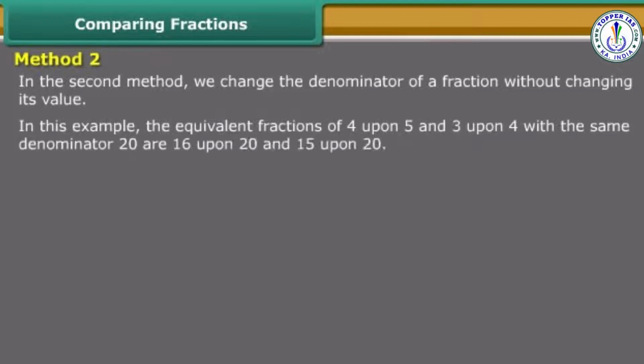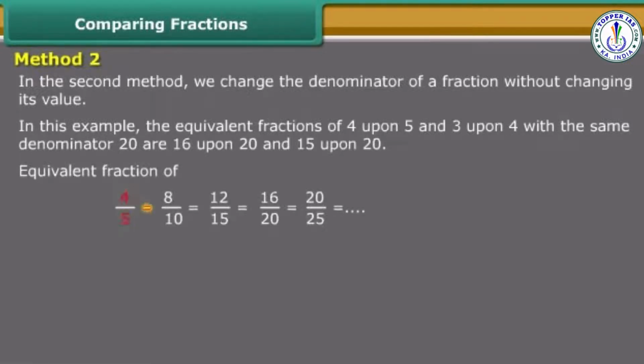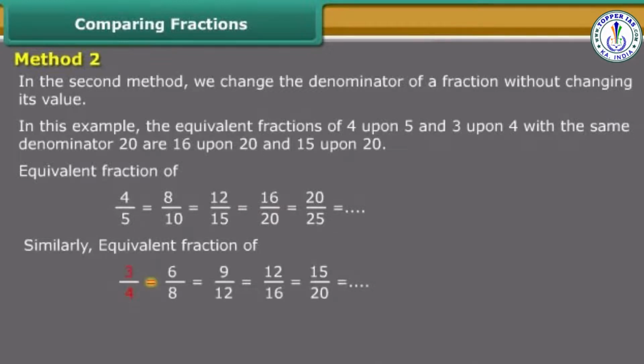Method 2. In the second method, we change the denominator of a fraction without changing its value. In this example, the equivalent fractions of 4/5 and 3/4 with the same denominator 20 are 16/20 and 15/20. Equivalent fractions of 4/5 are 8/10, 12/15, 16/20, 20/25 and so on. Similarly, equivalent fractions of 3/4 are 6/8, 9/12, 12/16, 15/20, and so on.